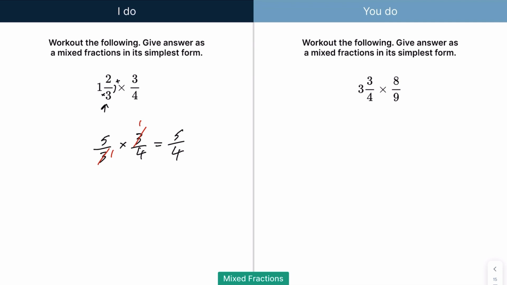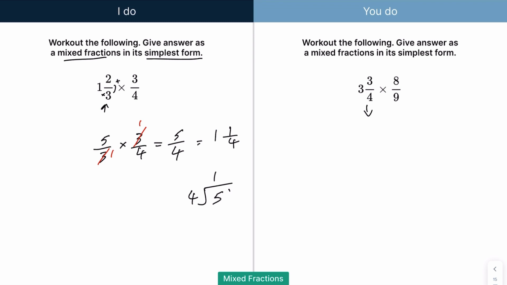And it does say give your answer as a mixed fraction in its simplest form. So because you've got an improper fraction, we can use the bus stop method on this. So actually 4 goes into 5 1 time, and leaves your remainder of 1. So the answer here would just be 1 and 1/4.